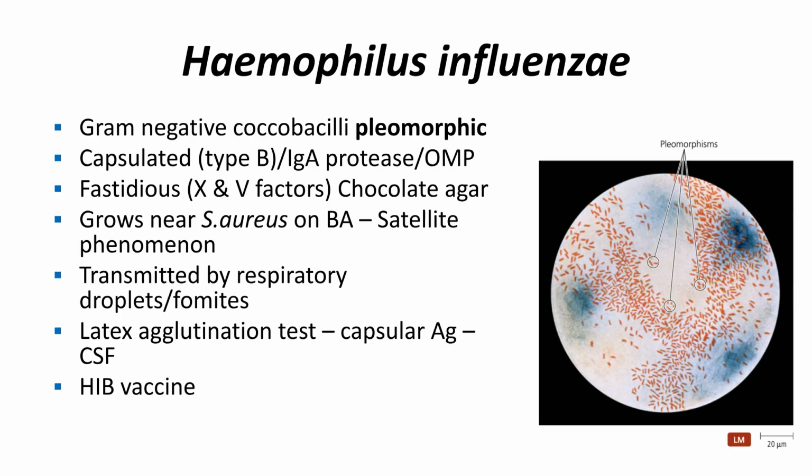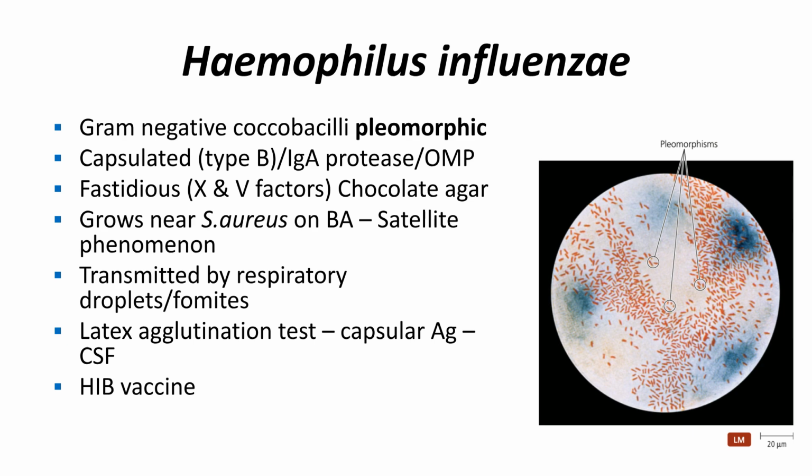Finally, let's discuss Haemophilus influenzae. Despite its name, it doesn't cause influenza but was historically a major cause of childhood meningitis. It's a gram-negative coccobacillus with pleomorphic appearance, variable shapes. Type B strains are encapsulated and produce IgA protease and outer membrane proteins, all virulence factors.